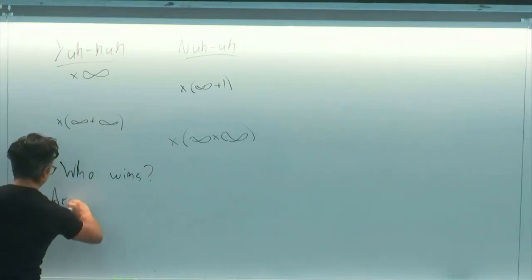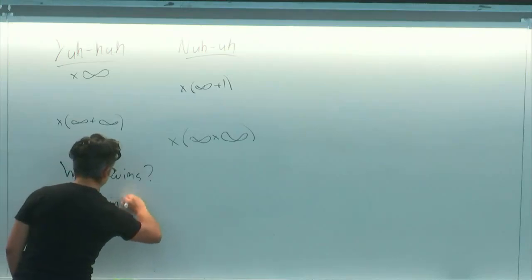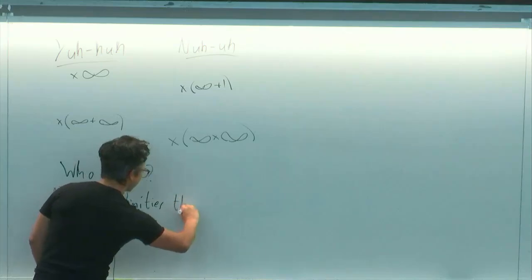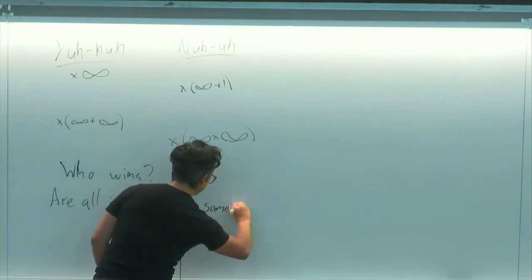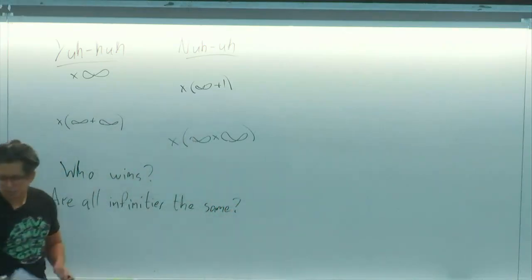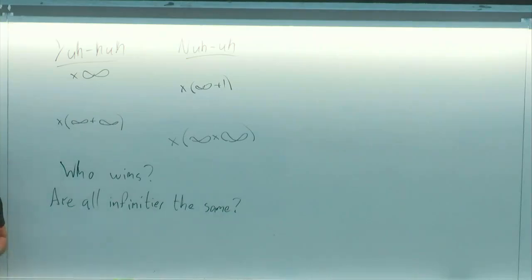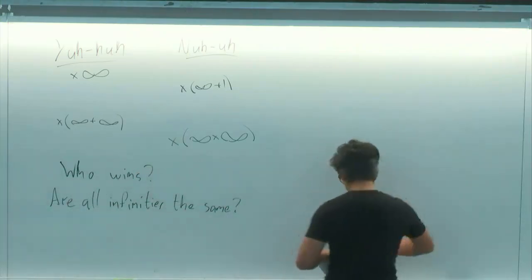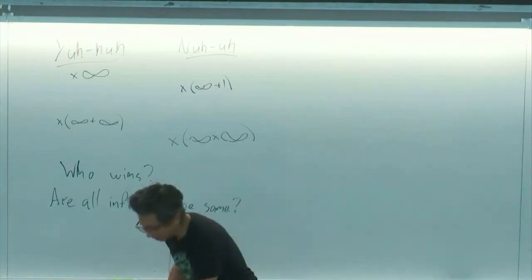Really, are all infinities the same? Because you say infinity plus 1, but isn't infinity plus 1 just infinity? Is it bigger? Is infinity plus 1 bigger than infinity? Can you have something bigger than infinity? I thought infinity is just everything, forever. How can you get more than that? Right. So let's talk about a little thought experiment.